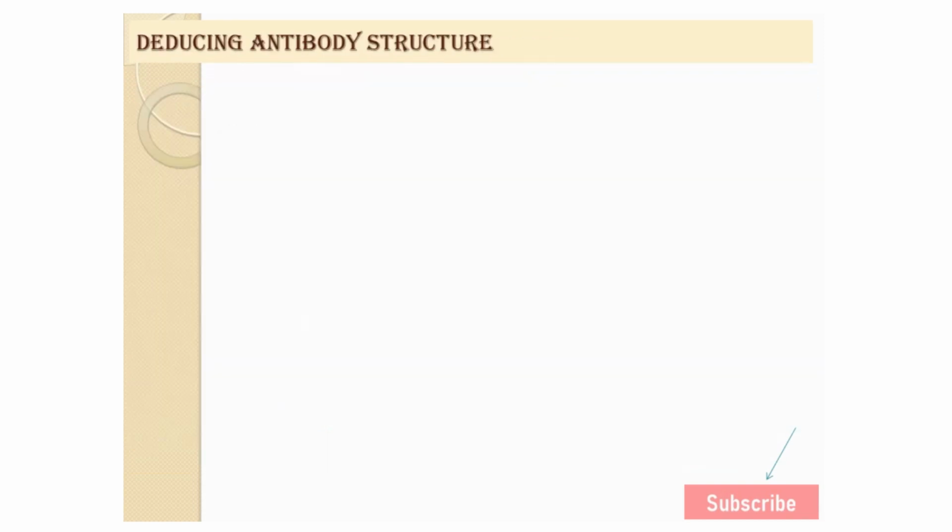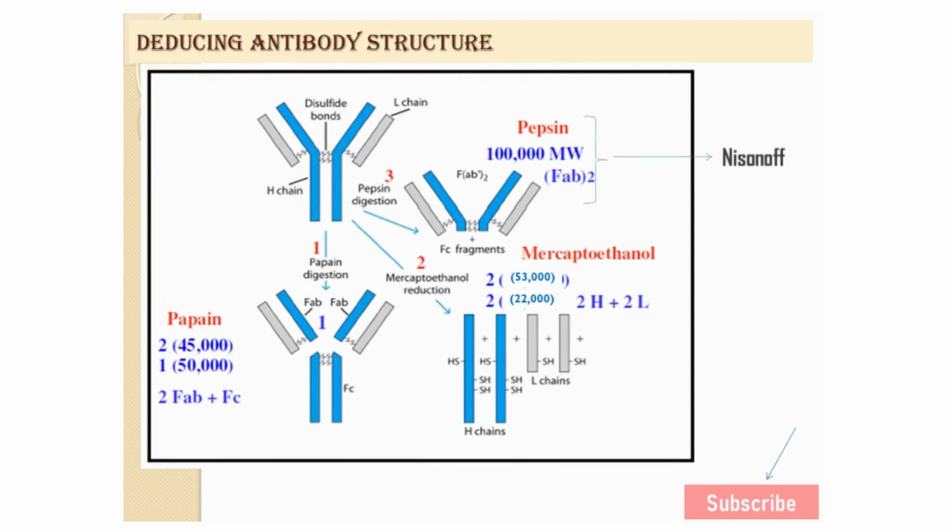Nisonoff used pepsin to digest the immunoglobulin. It generated a single 1 lakh molecular weight fragment composed of 2 Fab-like fragments, and they were designated as F(ab')2. The Fc fragment was not recovered from pepsin digestion because it had been digested into multiple fragments. Porter and Edelman elucidated the basic structure of the immunoglobulin molecule, but their approaches were different.